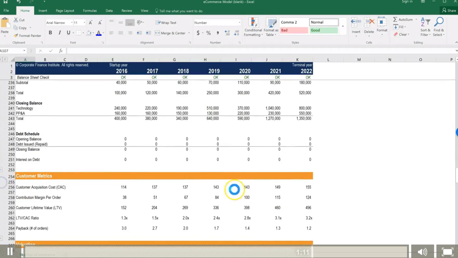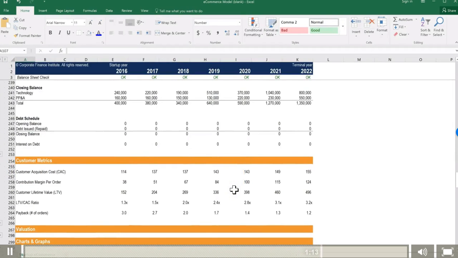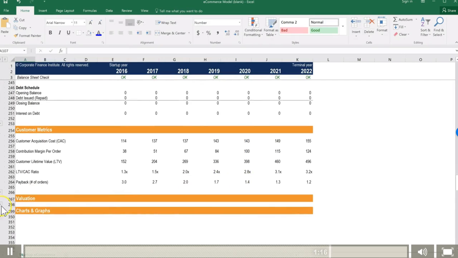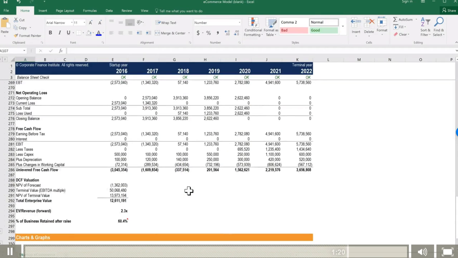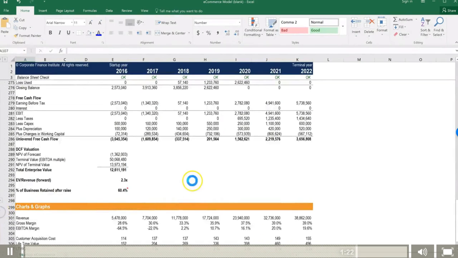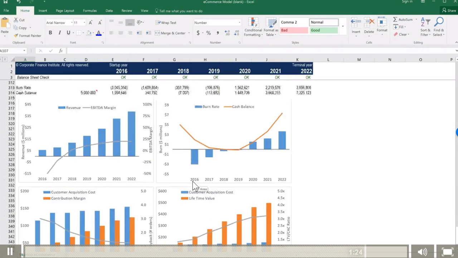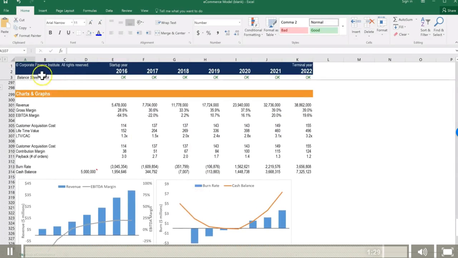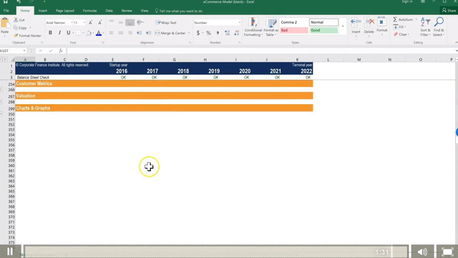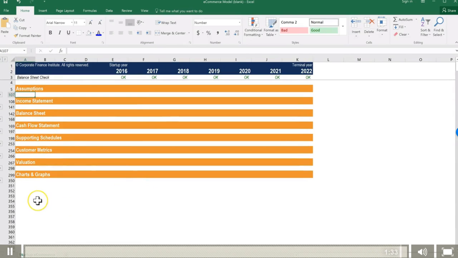Customer metrics are an output that will be important for analyzing the health of this business. The DCF valuation is where we will determine what this company is worth. And finally, we'll design some charts and graphs that will provide a nice output if you're presenting this to management or investors. Now, let's get started building the actual model.